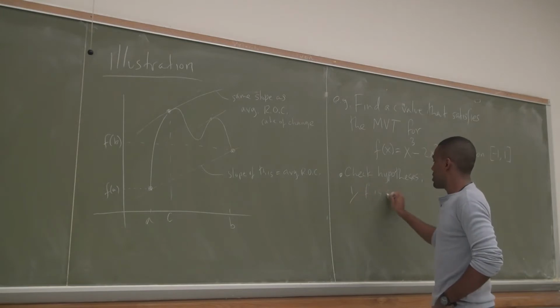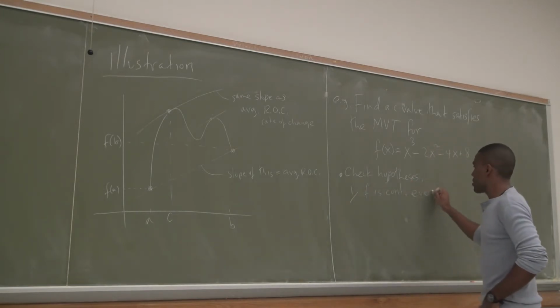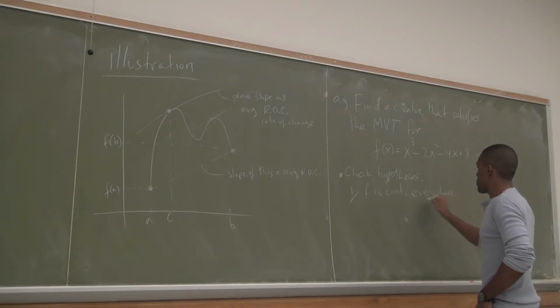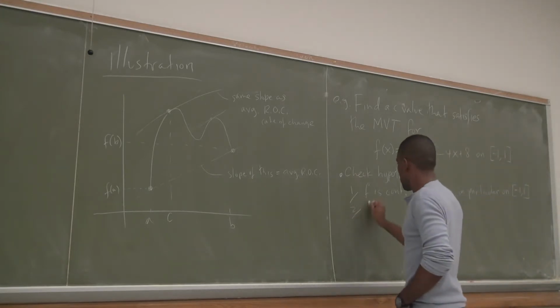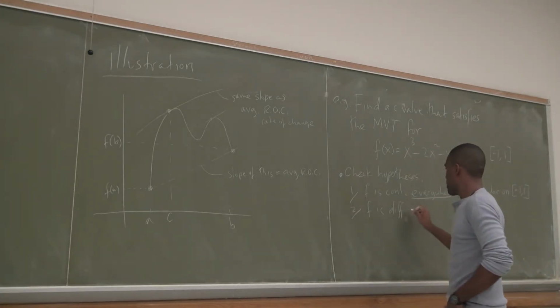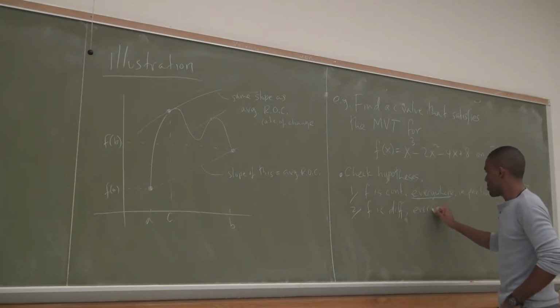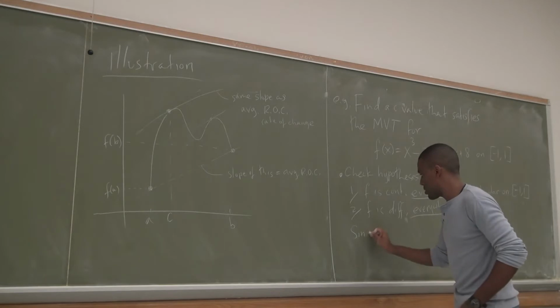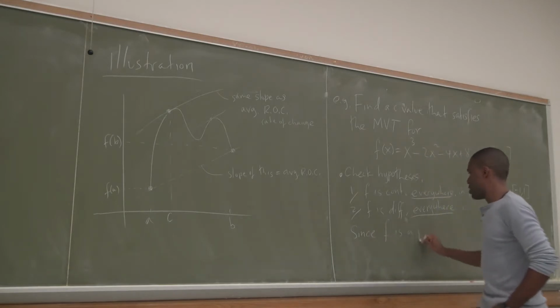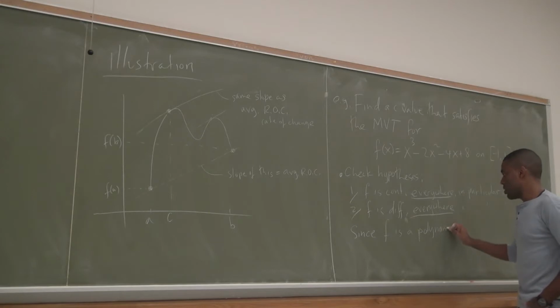One, f is continuous everywhere, in particular on [-1, 1]. And two, f is differentiable everywhere, in particular on (-1, 1), since f is a polynomial. Polynomials are the nice guys, right? They're always differentiable, always continuous.